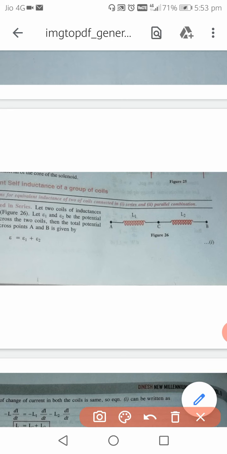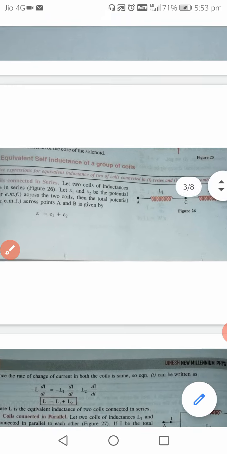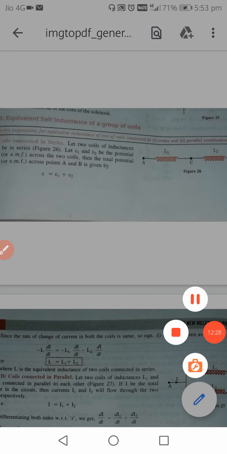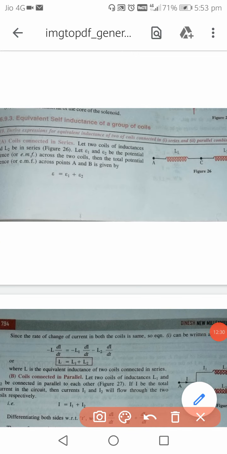Then the self inductance of the first coil is L1, and the self inductance of the second coil is L2. Now the current flowing is the same. So if the same current is flowing, we know for induced EMF we have a formula: induced EMF is equal to minus L di dt. E1, for the first coil, will be minus L1 di dt. See here, I is common, the same I, because the same current is flowing as they are in series.